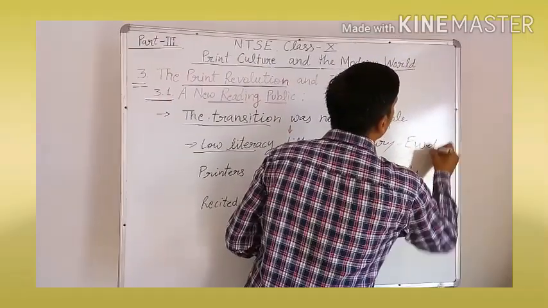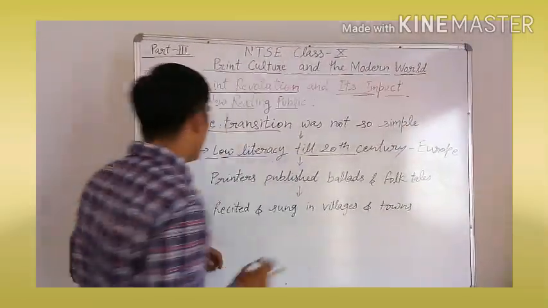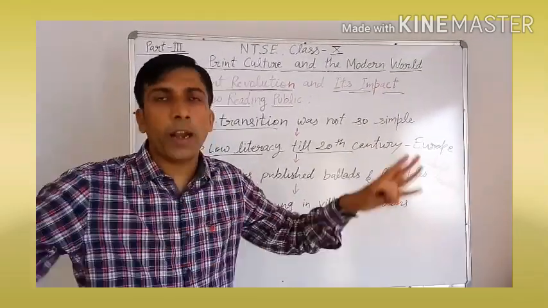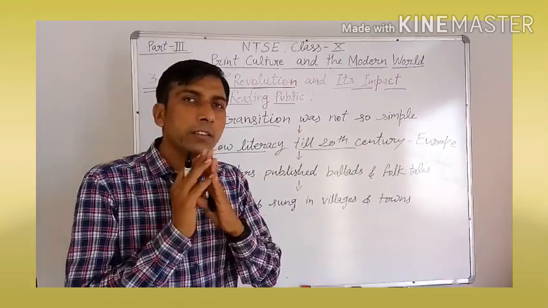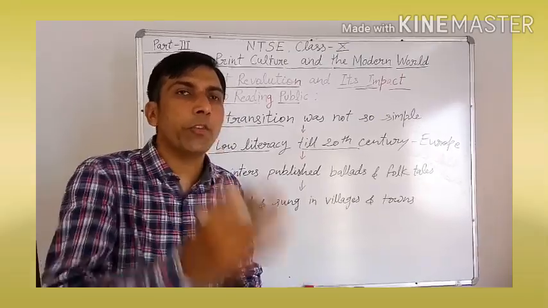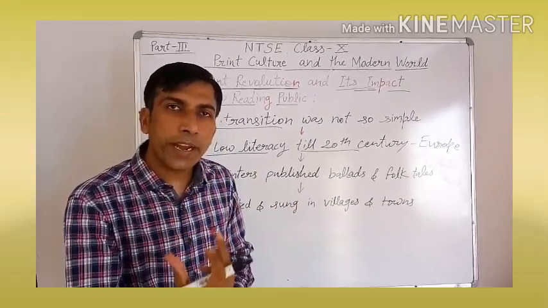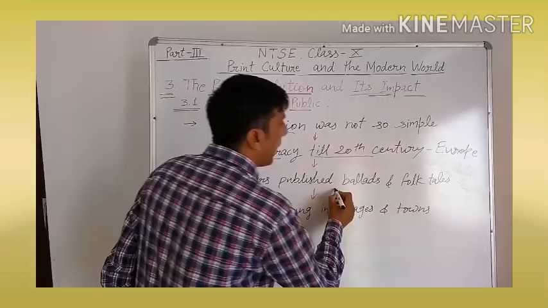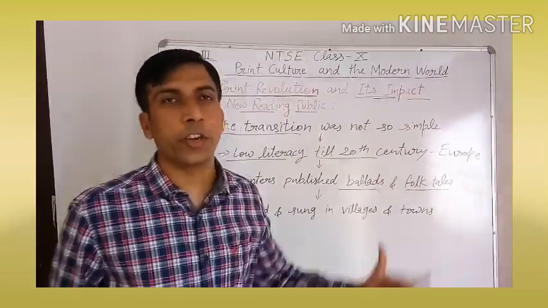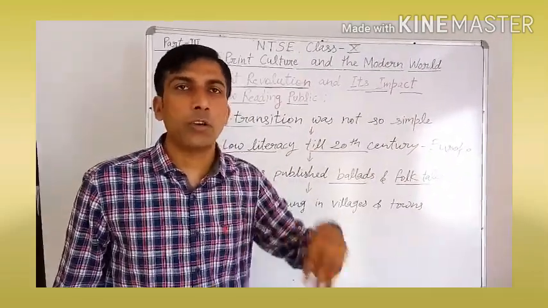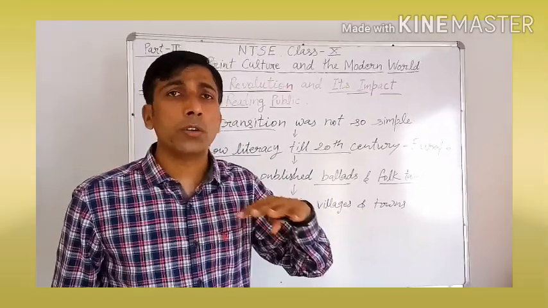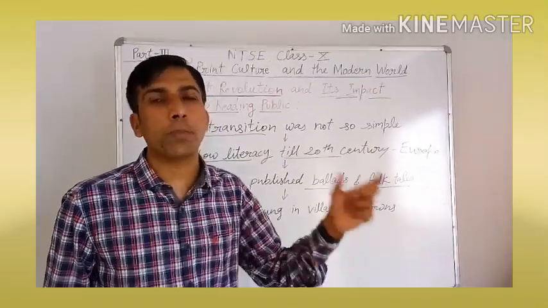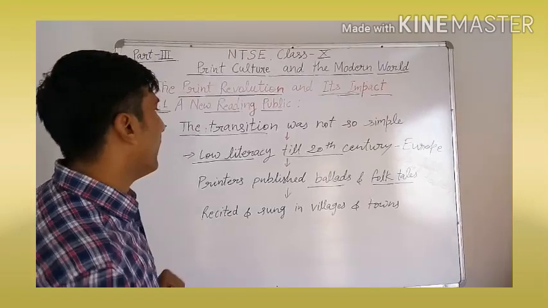Especially in Europe, we are talking about Europe. And after that, the availability of books became more and more on a large scale in the markets, and the printers or the publishers adopted new ways to sell their books and to make books accessible to the common people. What did they do? They published ballads and folk tales. These were interesting stories about historical events, about the old culture, and about heroic things. These kinds of folk tales and ballads were published, and the people now could purchase and started to read them.